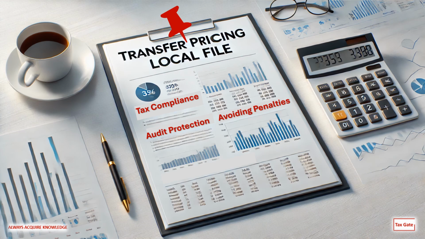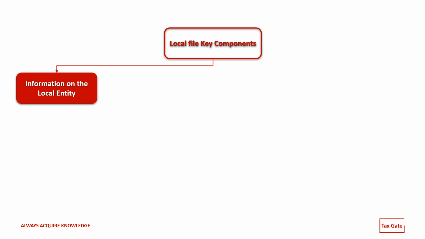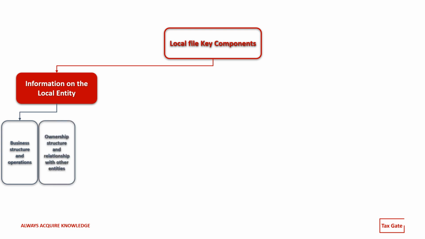Well, now, let's talk about the key components of the local file. The OECD guidelines categorize it into three main sections as follows. The first section would include information on the local entity, description of the business structure and operations, details of the ownership structure and relationship with other entities, industry and economic analysis.